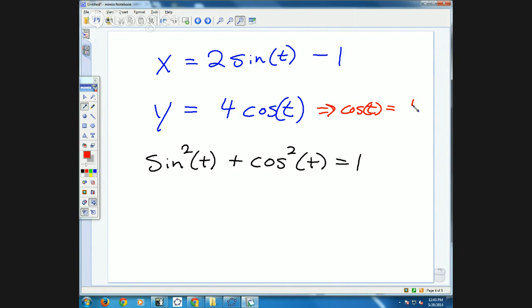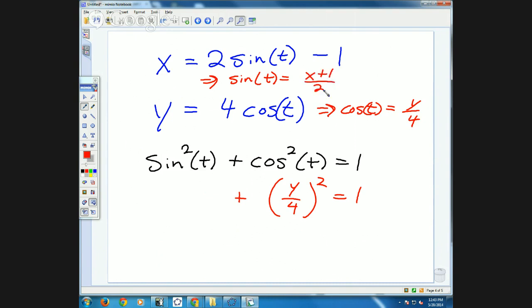equals y over 4. So that means where I used to see the cosine, I can replace it with y over 4, and then I can square it. Similarly here, to solve this for sine, I would have to add 1 to the other side, and then divide by 2. So that's going to give me that the sine of t is equal to x plus 1 over 2. So now I can replace the sine with x plus 1 over 2, and the whole thing has to be squared.